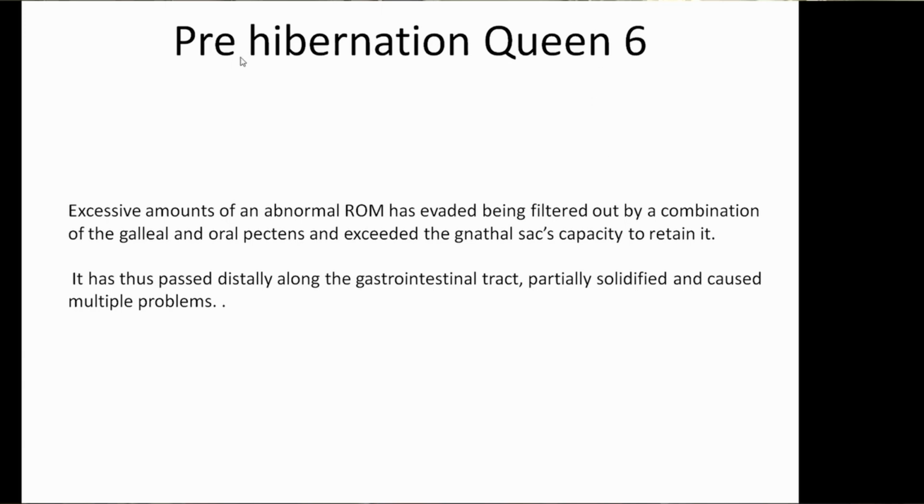Now, in the first of the abnormal scans, which is our pre-hibernation queen number 6, I'm going to be suggesting that abnormal amounts of radiopaque material has evaded being filtered in the normal way. It has exceeded the nathal sac's capacity and has passed distally down the bowel, causing multiple problems. Here's the evidence.